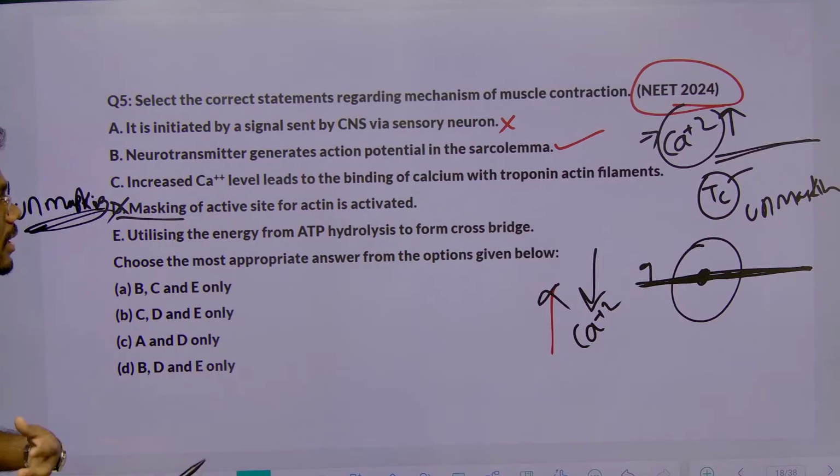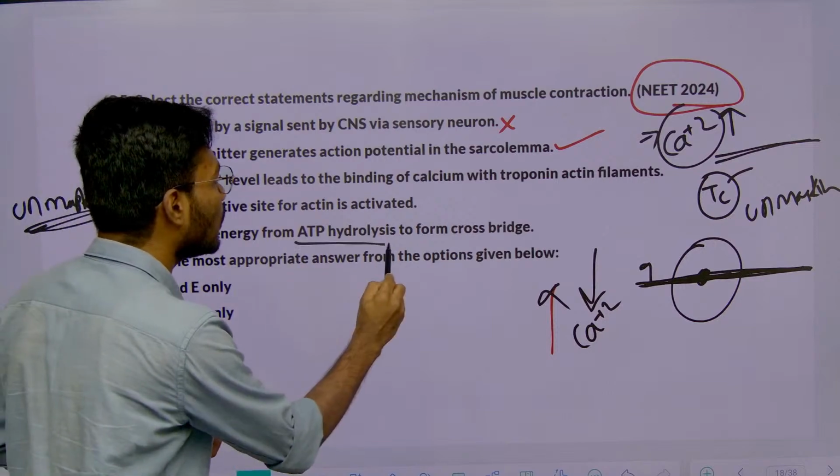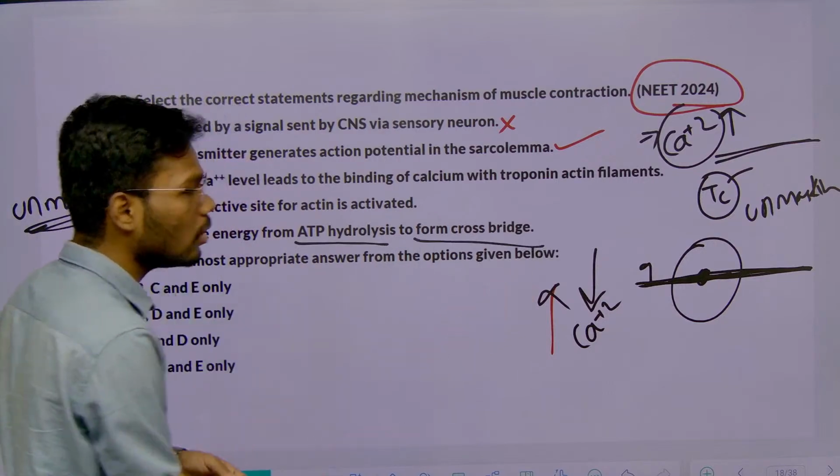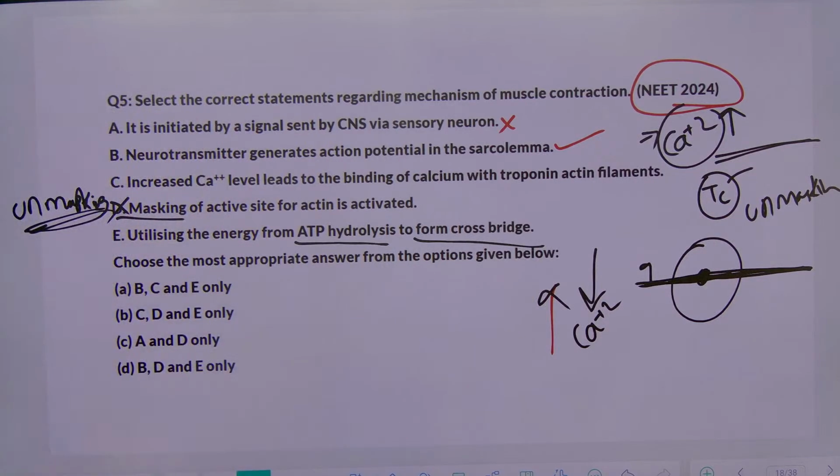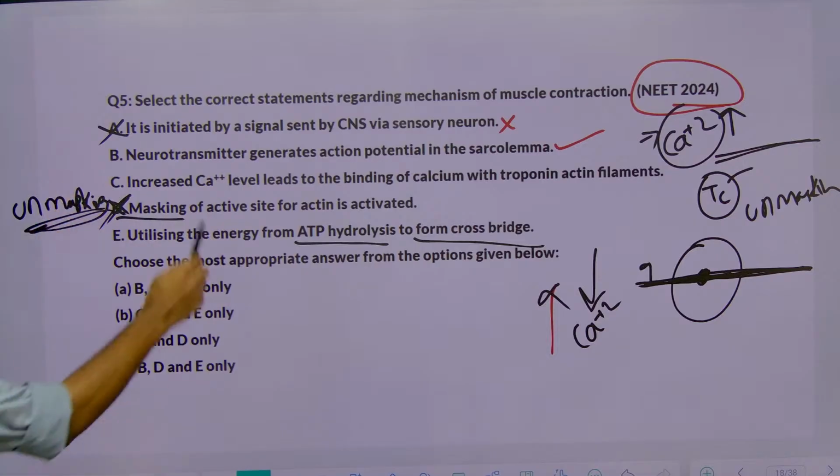And utilizing the energy from ATP hydrolysis, it forms what? Cross bridge. So with the help of this ATP hydrolysis only, the cross bridge will be formed. Next, here these are the statements. Here, what are the statements that are wrong? A and D. And they are asking, choose the most appropriate answer from the options given below. Correct statements they are asking.